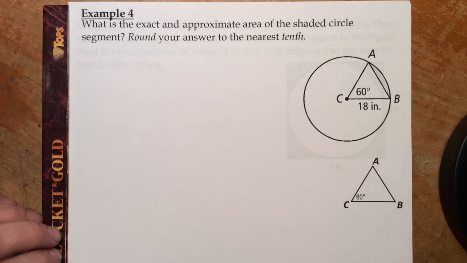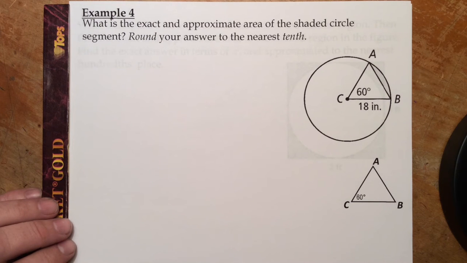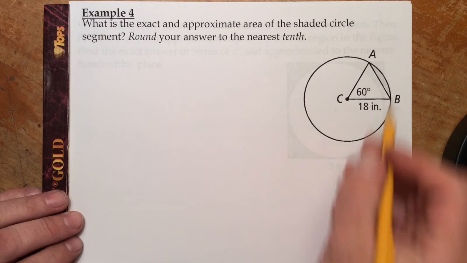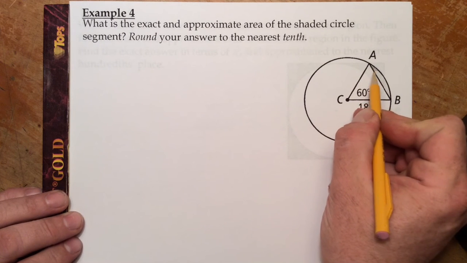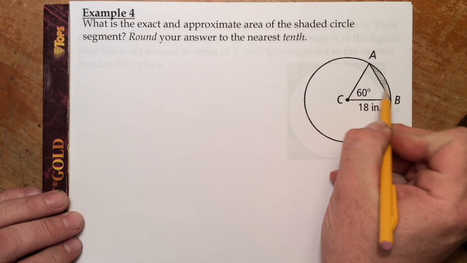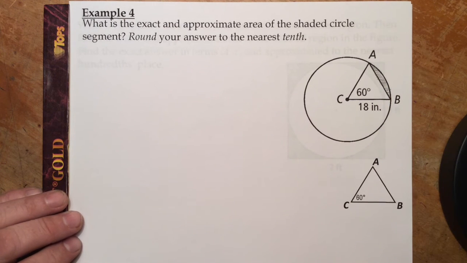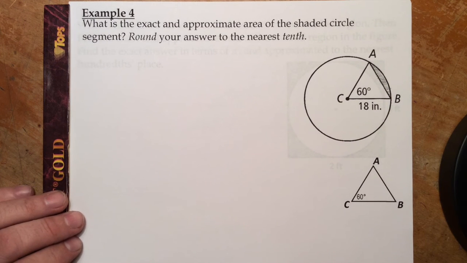This is part 2 of section 11.3, area of circles and sectors. We've just gotten finished with examples 1, 2, and 3. Now we're on example 4. What is the exact and approximate area of the shaded circle segment? It's kind of hard to see here, but this is it right here. Little tiny thing. Round your answer to the nearest tenth.